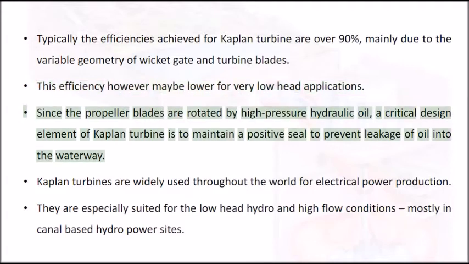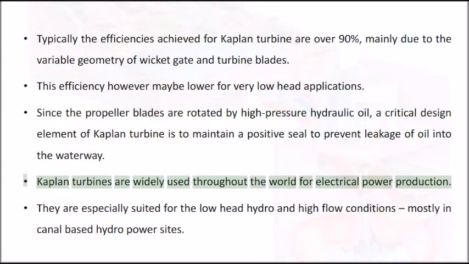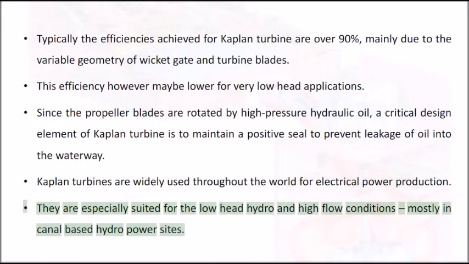Since the propeller blades are rotated by high-pressure hydraulic oil, a critical design element of the Kaplan turbine is to maintain a positive seal to prevent leakage of oil into the waterway. Kaplan turbines are widely used throughout the world for electrical power production. They are especially suited for low-head hydro and high-flow conditions, mostly in canal-based hydropower sites.